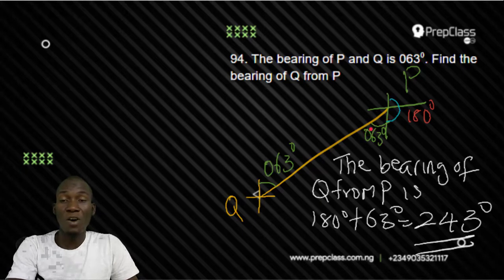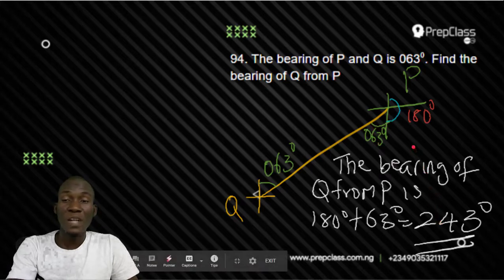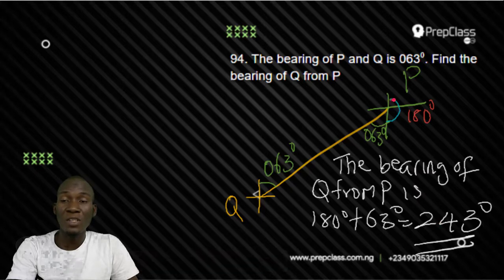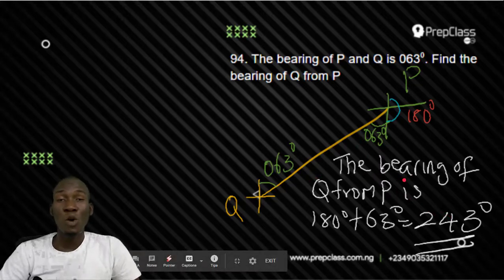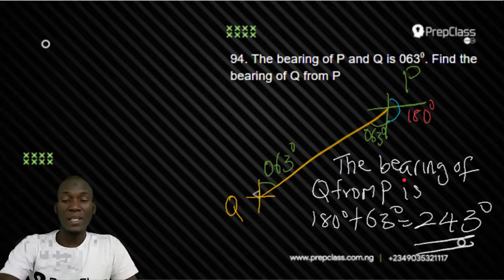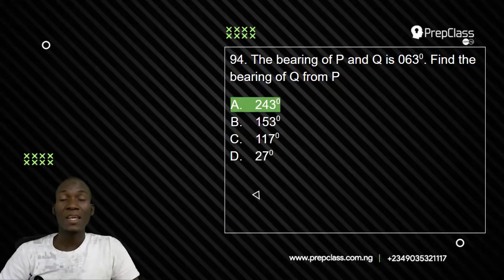Now, what is the bearing of Q from P? Now from point P, this is the north. The angle from the north to the south is 180 degree. So if we add 180 to this 63, we are going to get 243. So that means the total angle from the north to this line leading to Q is 243 degree. So this means that the bearing of Q from P is 243 degree. And the correct option is option A, 243 degree.